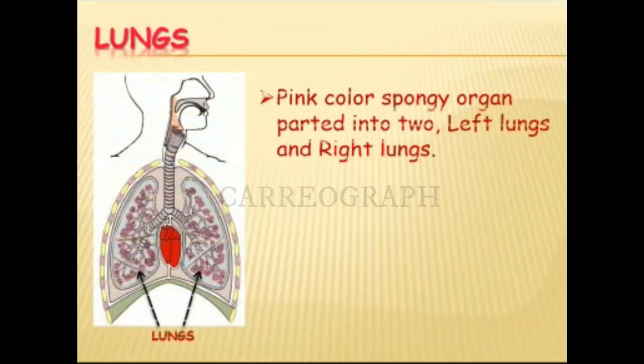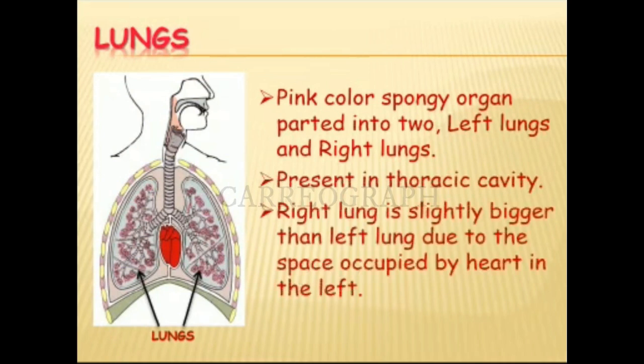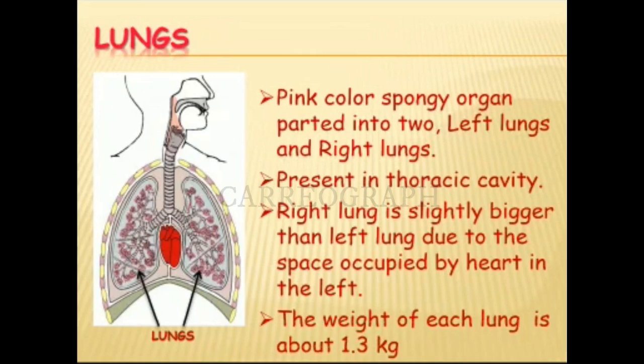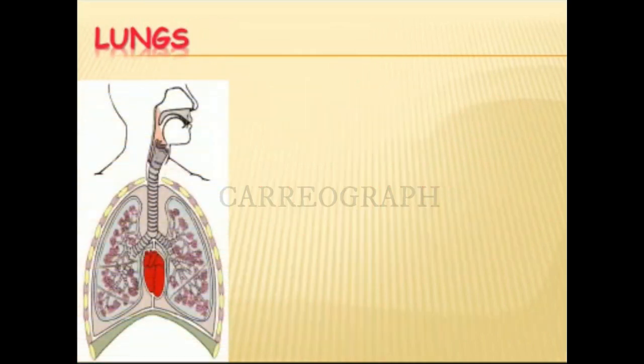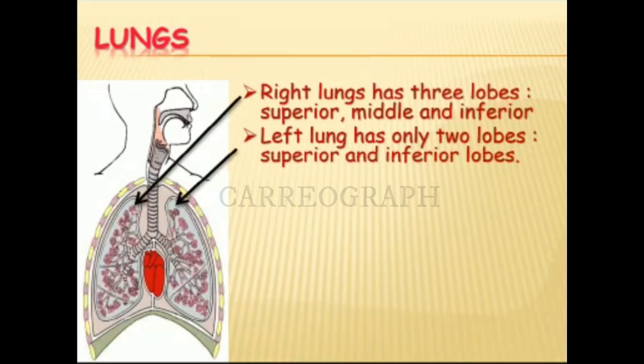See, lungs is a pink color spongy organ parted into 2, left lung and right lung. This lung is present in our thoracic cavity. The right lung is slightly bigger than left lung due to the space occupied by the heart in the left. And friends, the weight of each lung is about 1.3 kilogram. The right lung, as you can see here, has 3 lobes: superior lobe, middle lobe and inferior lobe. Whereas the left lung has only 2 lobes, superior as well as inferior lobes.